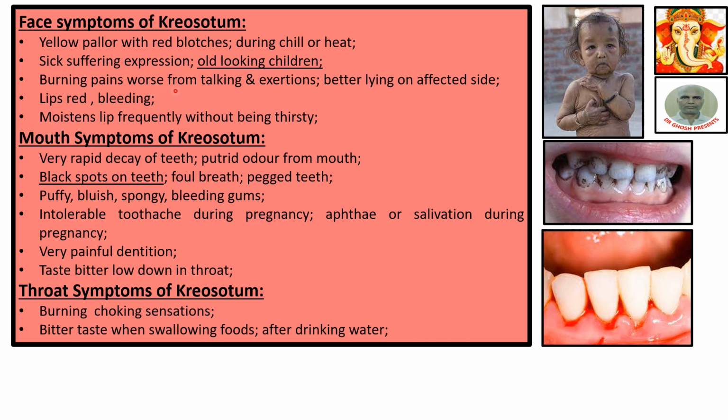Burning pain worse from talking and exertion, better lying on affected side. Lips red, bleeding. Moisten lip frequently without being thirsty. Mouth symptoms of Kreosotum: very rapid decay of teeth, putrid odor from mouth, black spot on teeth, foul breath, peg teeth, puffy, bluish, spongy, bleeding gums.